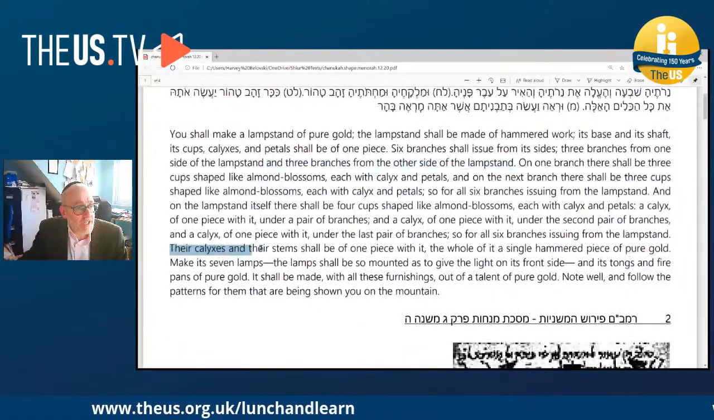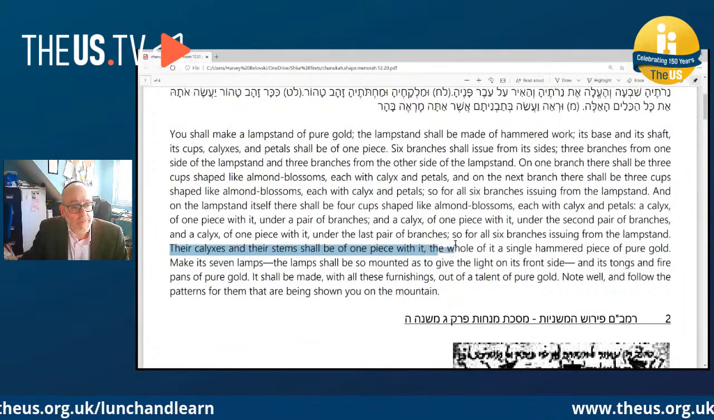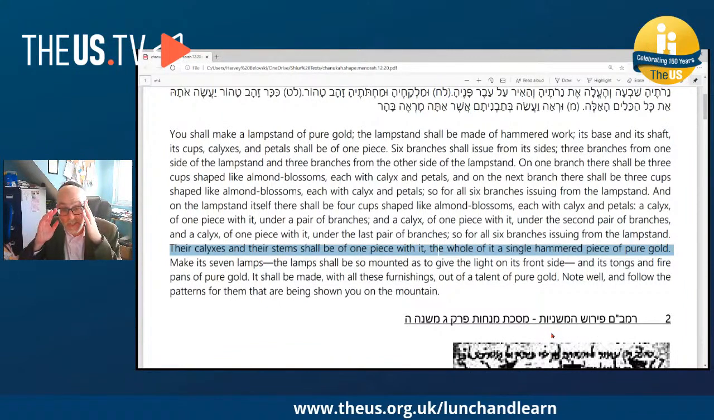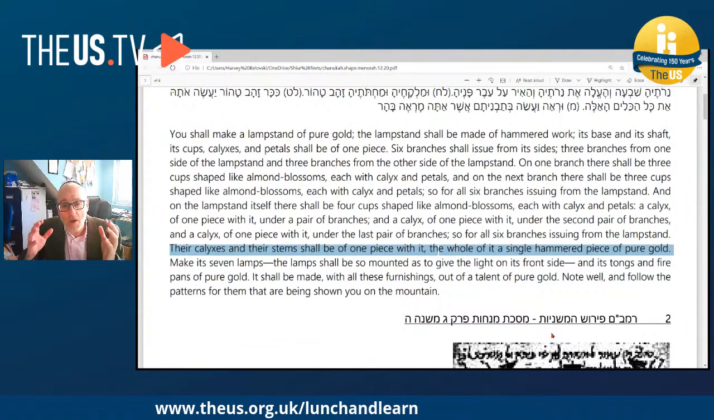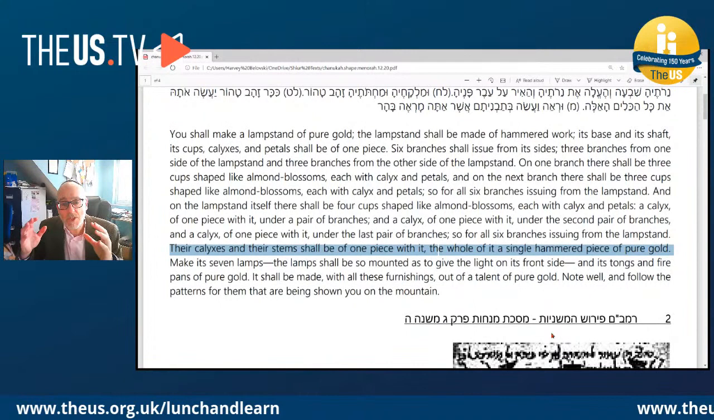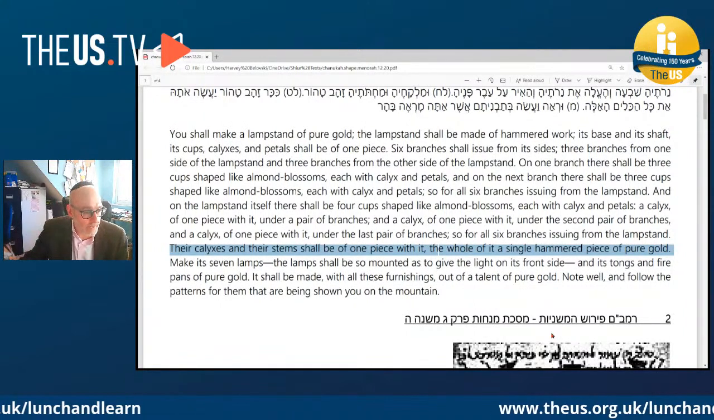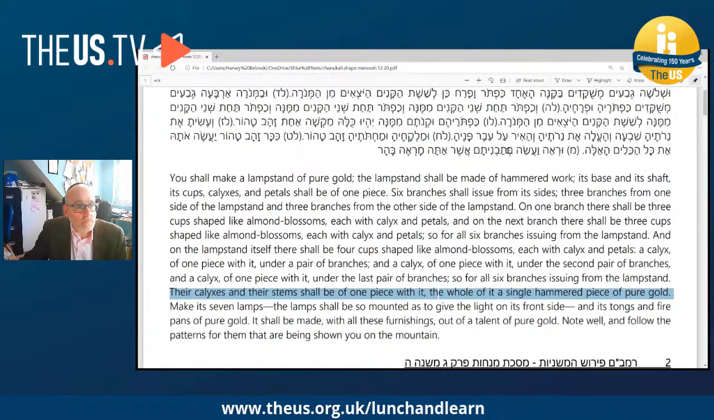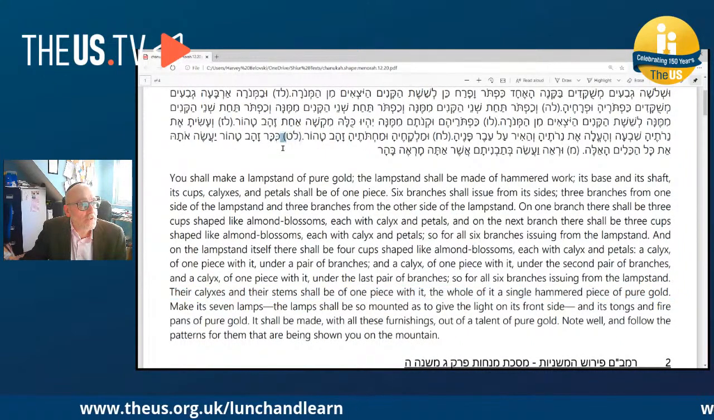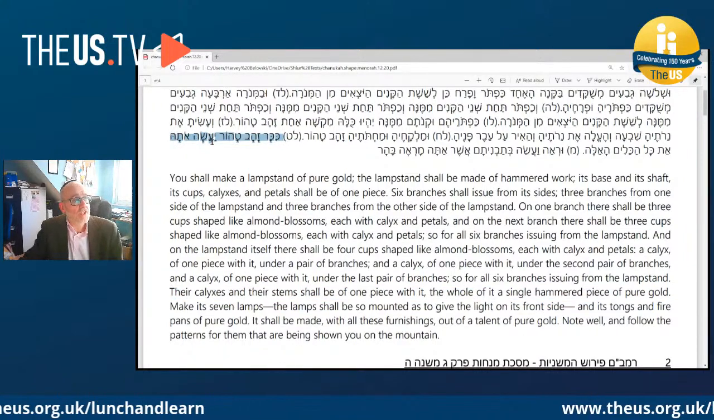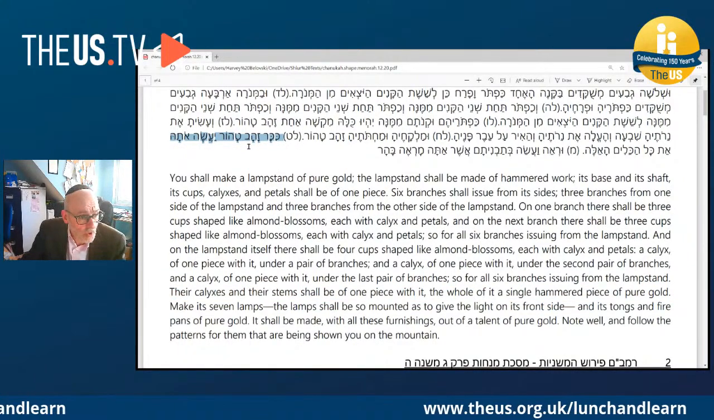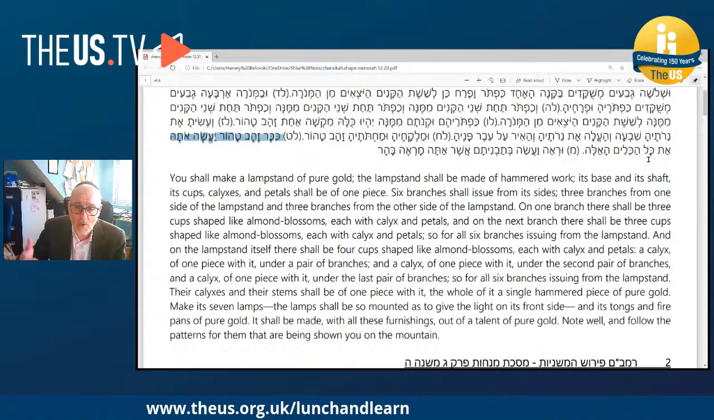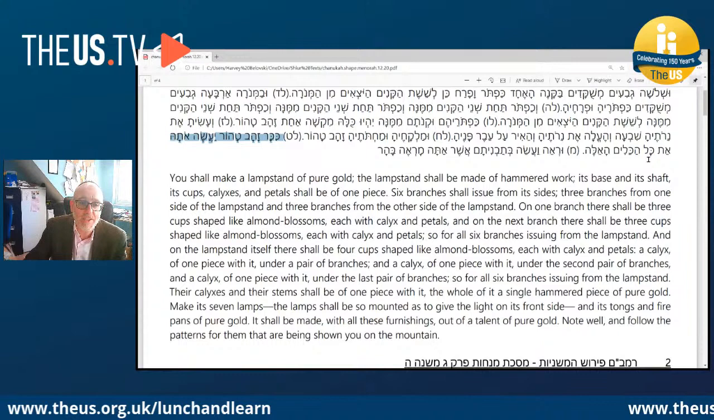Most importantly, their calyxes and their stems will be of one piece with it, the whole of it a single piece of pure gold. So they start off with a lump of gold and with very skilled work draw out the arms and the various decorative additions, the adornments, from a single piece of metal. It shall be made, and here I'm going to go back to the Hebrew. Kikar zahav tahor ya'aseh, so you shall make it from a single kikar, that's a certain volume, a talent of pure gold, with all of these utensils, meaning all of the bits and pieces that are described in this passage.